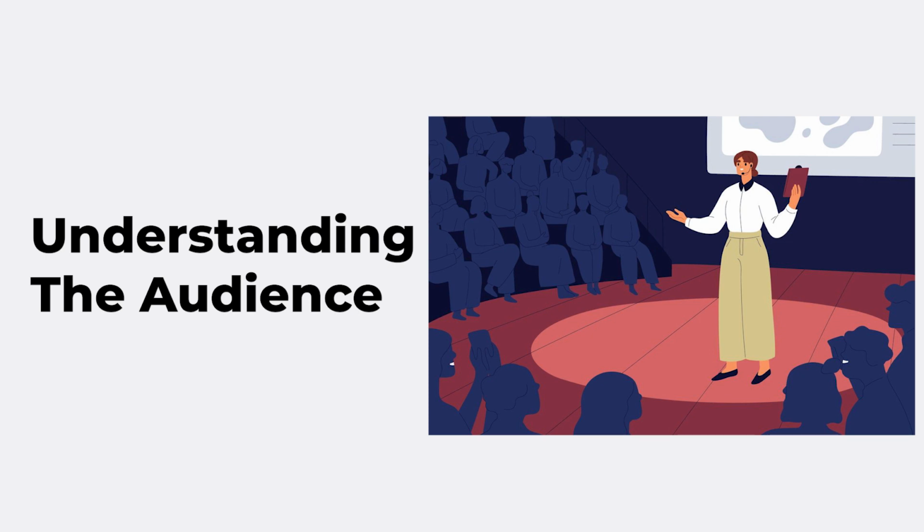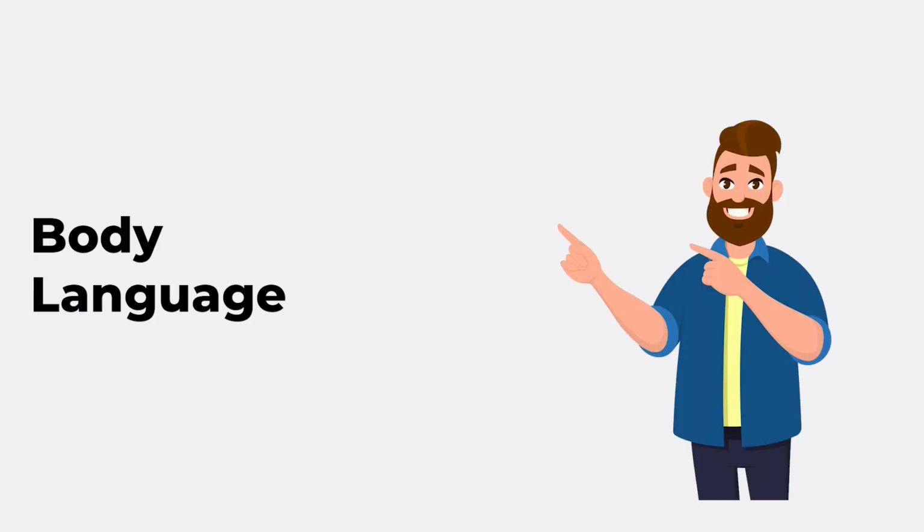Understanding the audience. It is essential for effective communication. It involves considering the other person's knowledge, background, culture, and perspective to ensure that the message is tailored to their needs. Body language. It plays an important role in the process of communication. It includes gestures, facial expressions, posture, and eye contact, which can convey meaning and emotion.